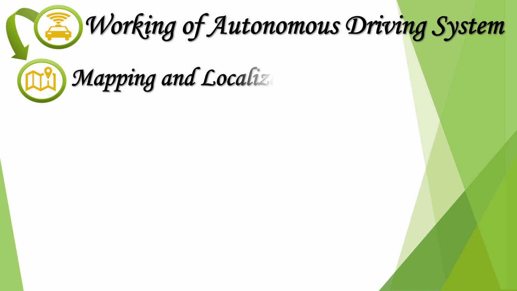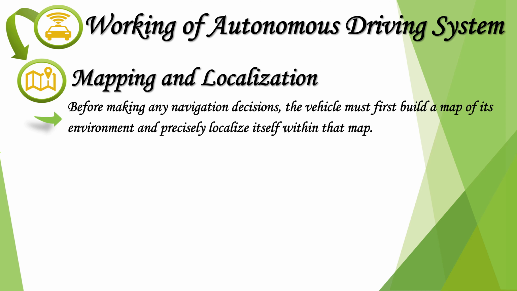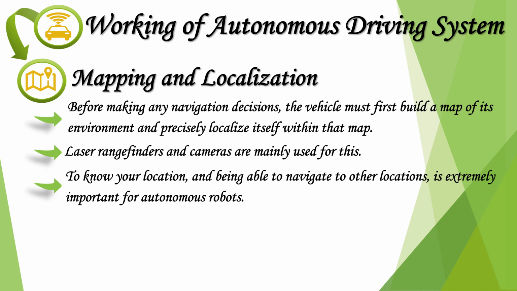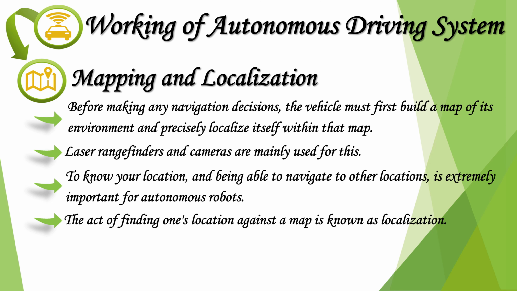Working of autonomous driving system. Mapping and localization. Before making any navigation decisions, the vehicle must first build a map of its environment and precisely localize itself within that map. Laser rangefinders and cameras are mainly used for this. To know your location, and being able to navigate to other locations, is extremely important for autonomous robots. The act of finding one's location against a map is known as localization.